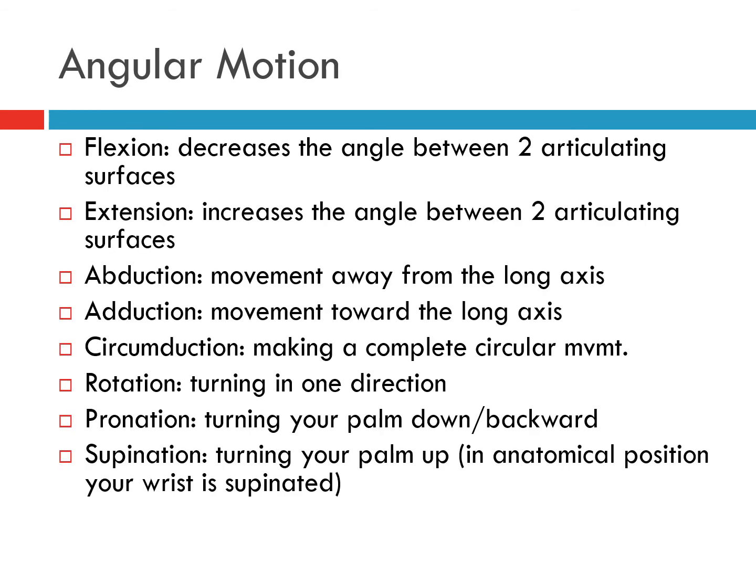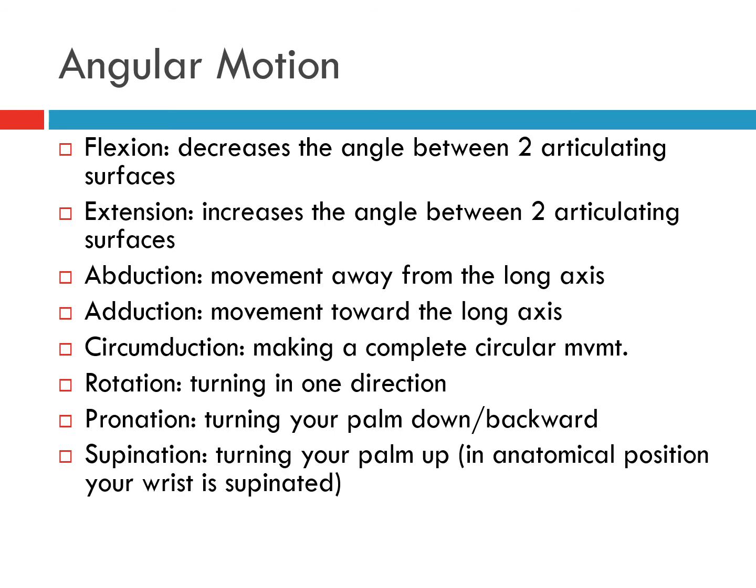Angular motions are flexion, where you are decreasing the angle between two articulating surfaces. Extension, you're increasing the angle between two articulating surfaces. So the articulating surfaces are the bones. So if you consider the arm, if we look at these as movement from the elbow, bringing your hand towards your shoulder is flexion. Bringing your hand away from your shoulder is extension.